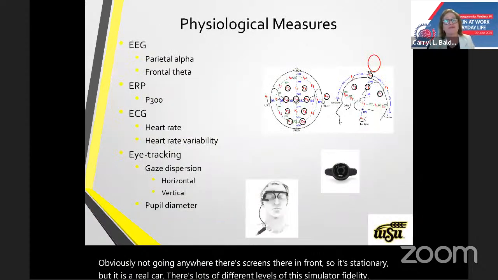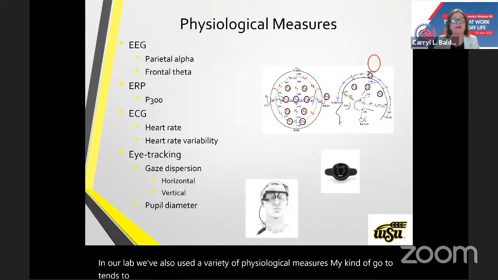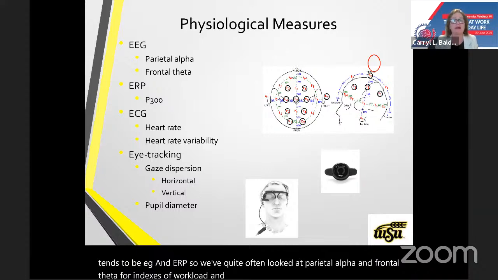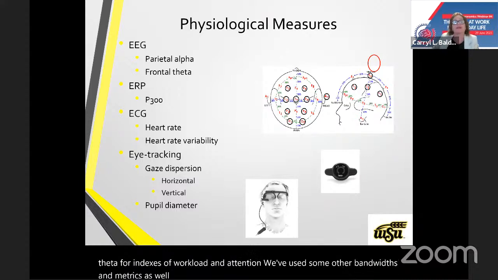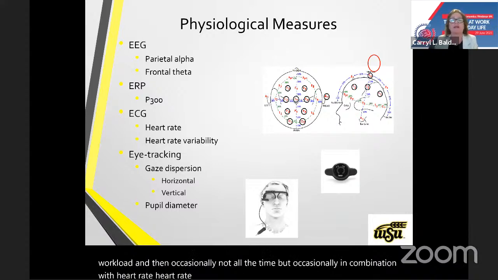In our lab, we've also used a variety of physiological measures. My go-to tends to be EEG and ERP. So we've quite often looked at parietal alpha and frontal theta as indexes of workload and attention. We've used some other bandwidths and metrics as well, but those are the go-to ones. P300 ERP for assessing workload. And then occasionally, not all the time, in combination with heart rate variability, some eye tracking, pupil diameter, things like that.